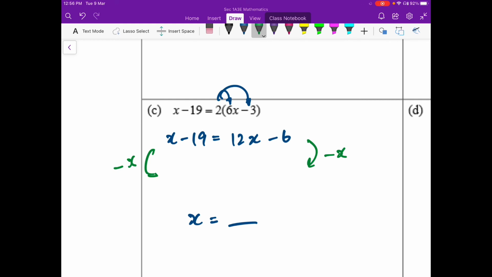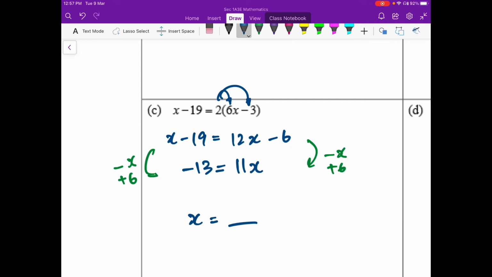If I subtract x on both sides, then the left hand side will not have the x anymore, right? The x will now be on the right hand side. And then the right hand side still has a negative 6. I can get rid of that at the same time by adding 6. So I also add 6 at the same time. So x minus x, 0. Negative 19 plus 6, negative 13. And then on the right hand side, 12x minus x, that is 11x. Negative 6 plus 6, 0. So now I simply have 11x is negative 13.